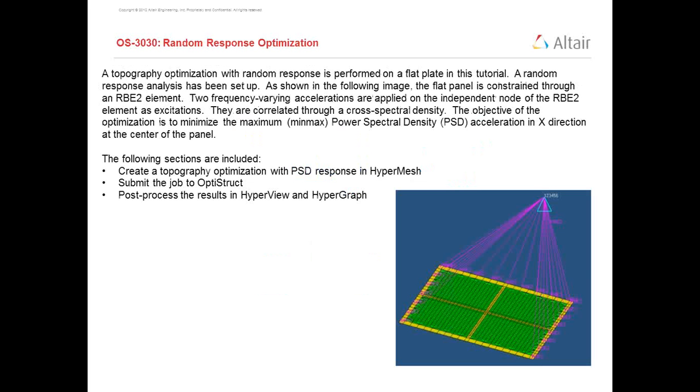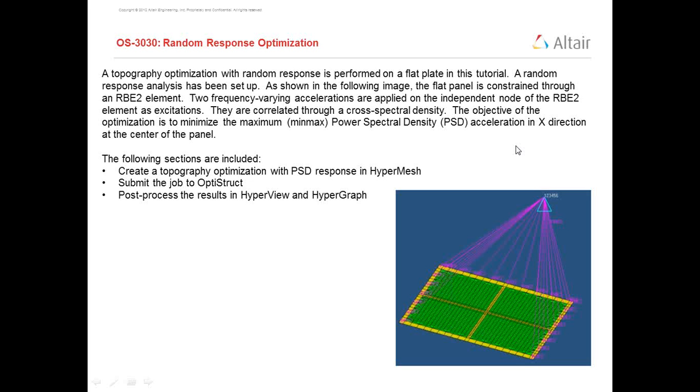So a topography optimization with random response is performed on a flat plate in this tutorial. A random response analysis has been set up as shown in the following image. The flat plate is constrained through a RBE2 element. Two frequency varying accelerations are applied on the independent node of RBE2 element as excitation. They are correlated through a cross spectral density.